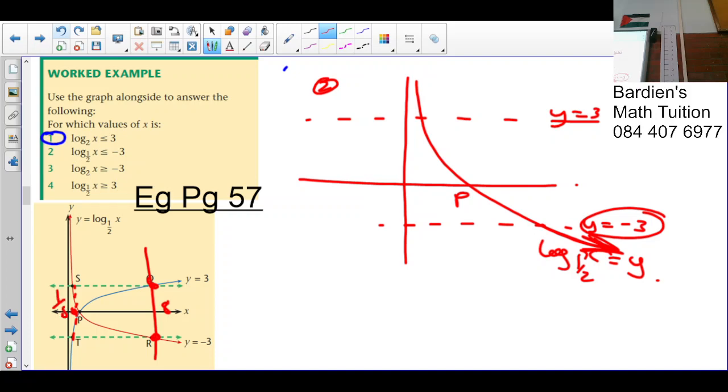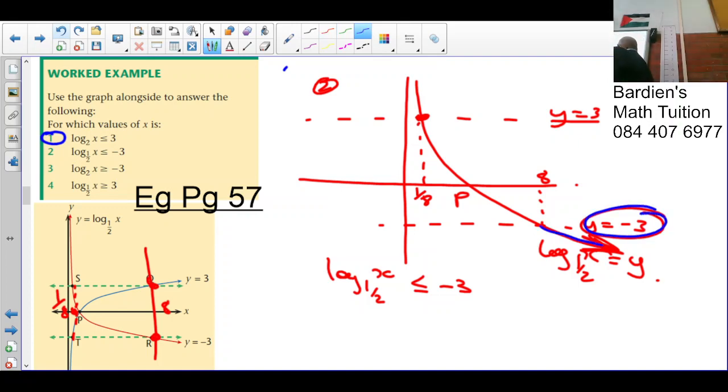So this is 1 over 8 and that is 8. If you look at where log x base half is less than or equal to negative 3, here's your negative 3. Less than is this part of the graph. You all agree? So in other words, x must be more than or equal to 8. This is number 2. Let's check number 4.